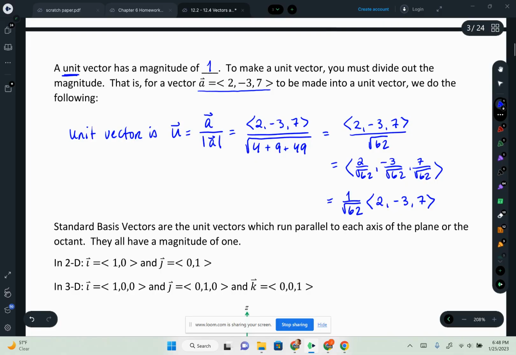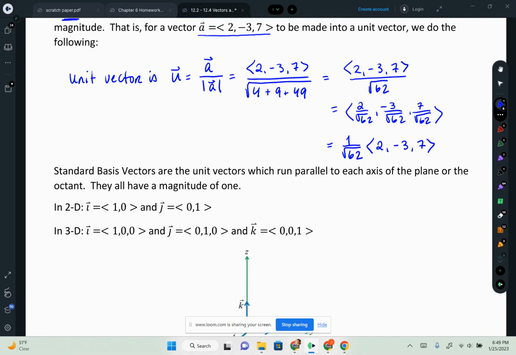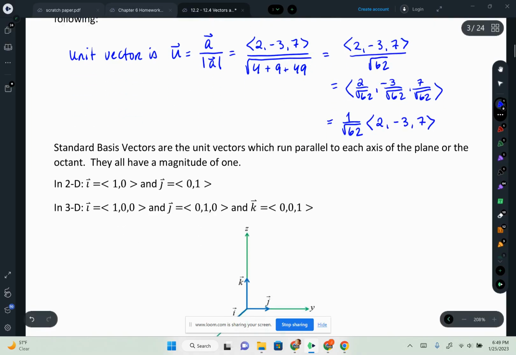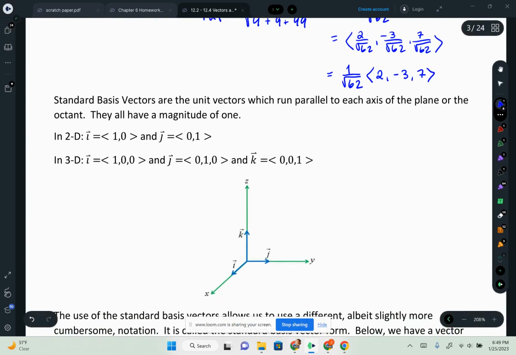So what I've kind of done here is showed you a little about what it means to have a constant multiplied by a vector. Or if you have the same constant in each of the components of a vector, you can factor it out to the outside and write it as a constant multiplier. And we'll talk in a moment about what that is called. Before we get there, we need to talk about the standard basis vectors. So what those are is they're unit vectors. They run parallel to each of the axes of the plane or the octant.